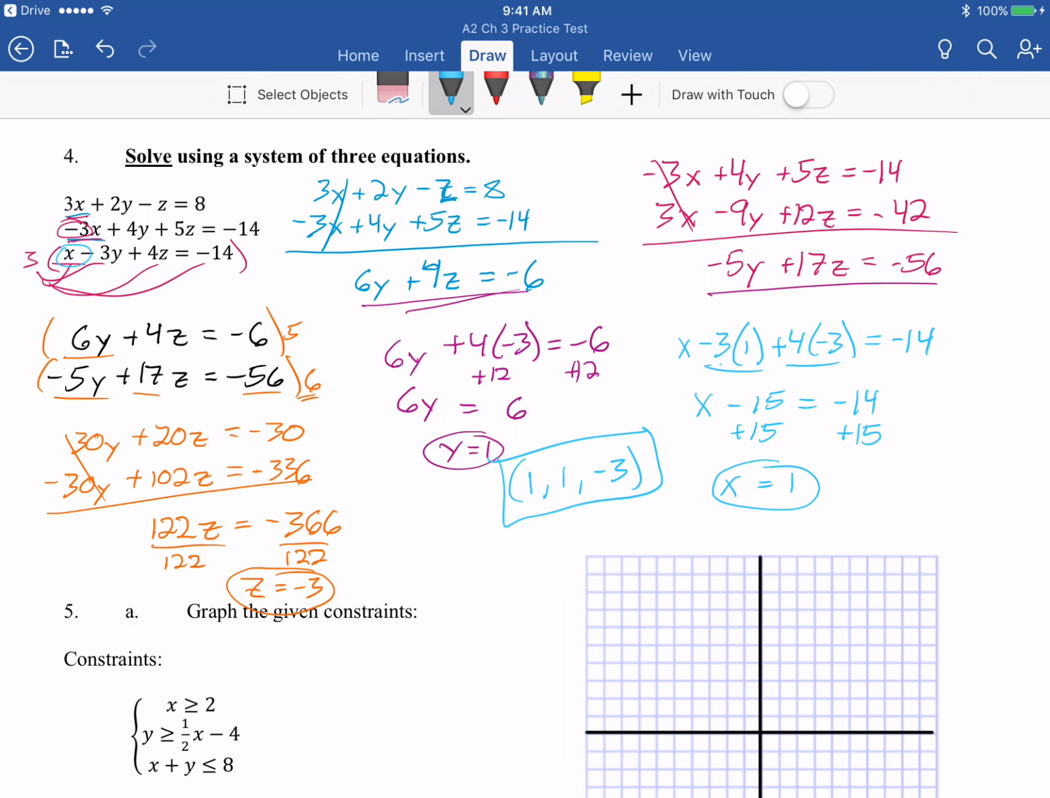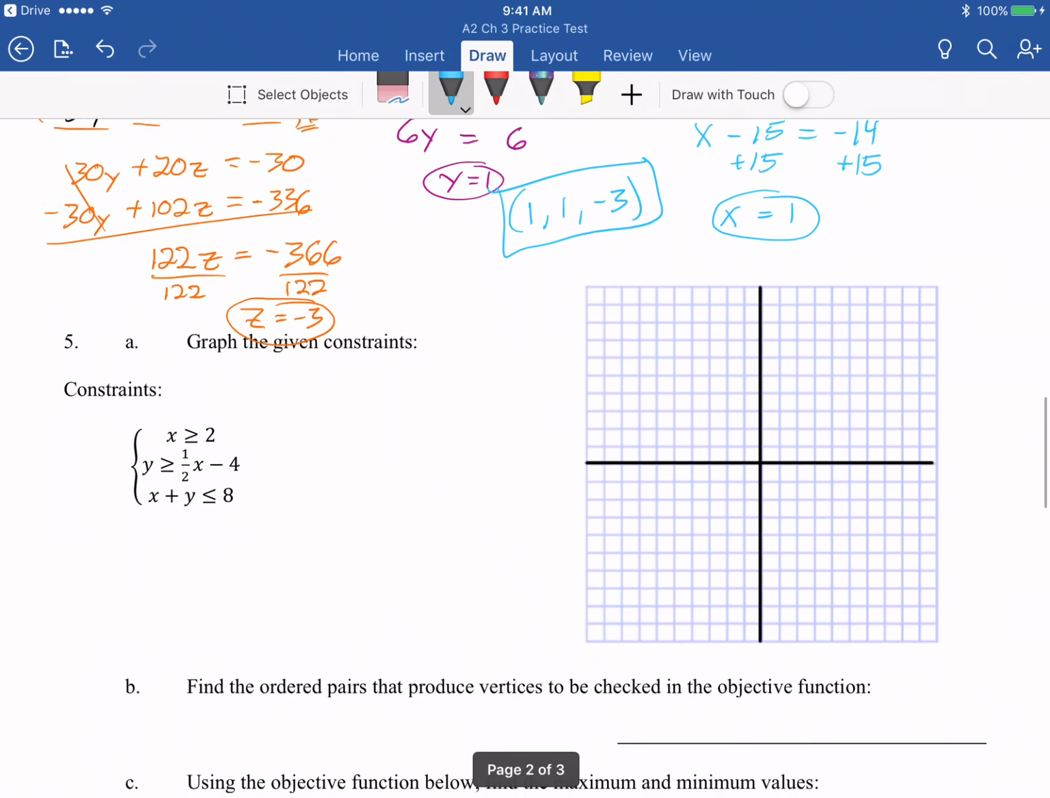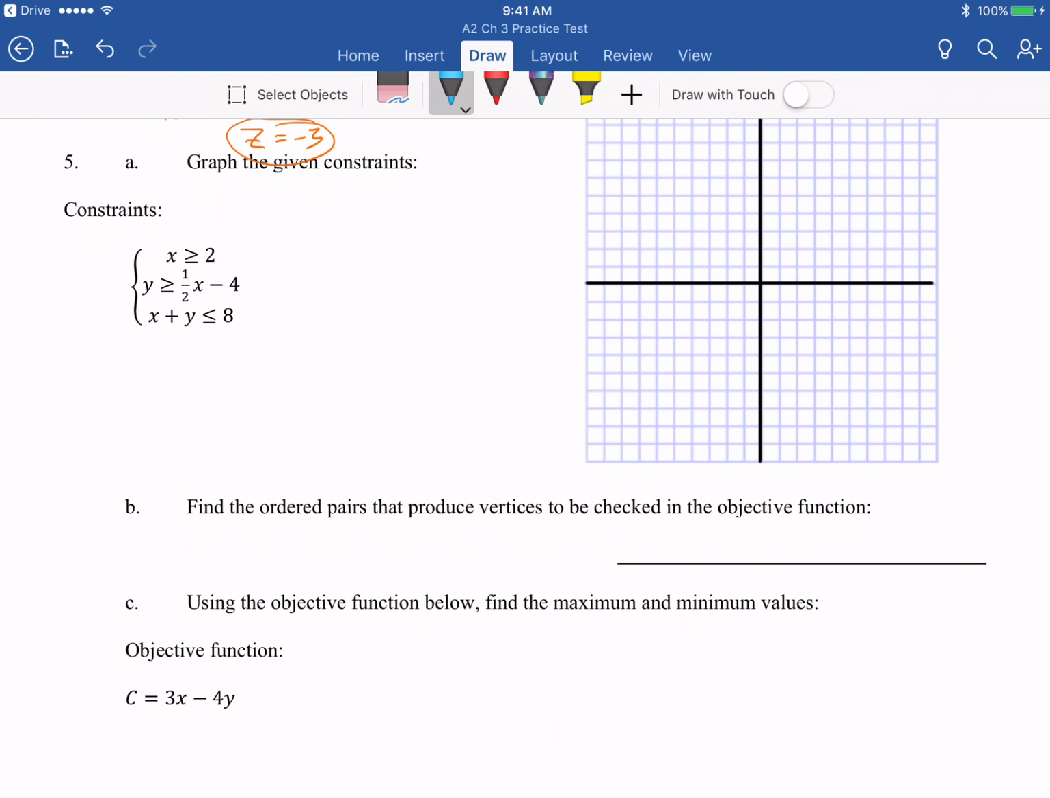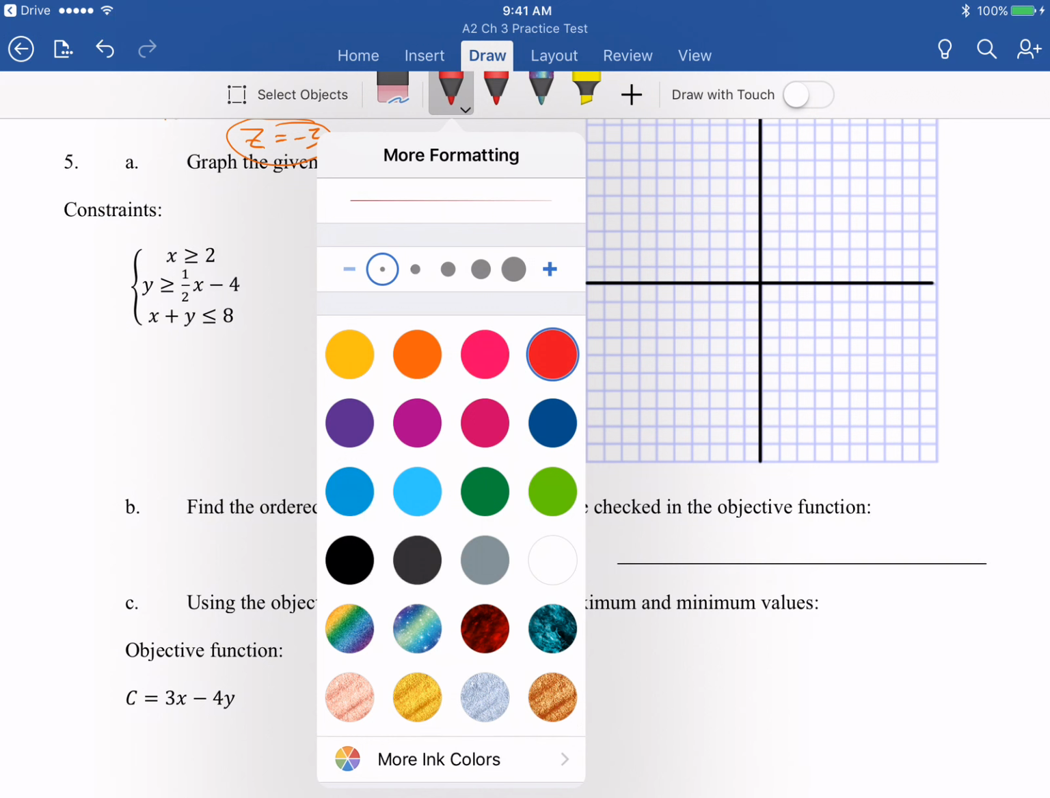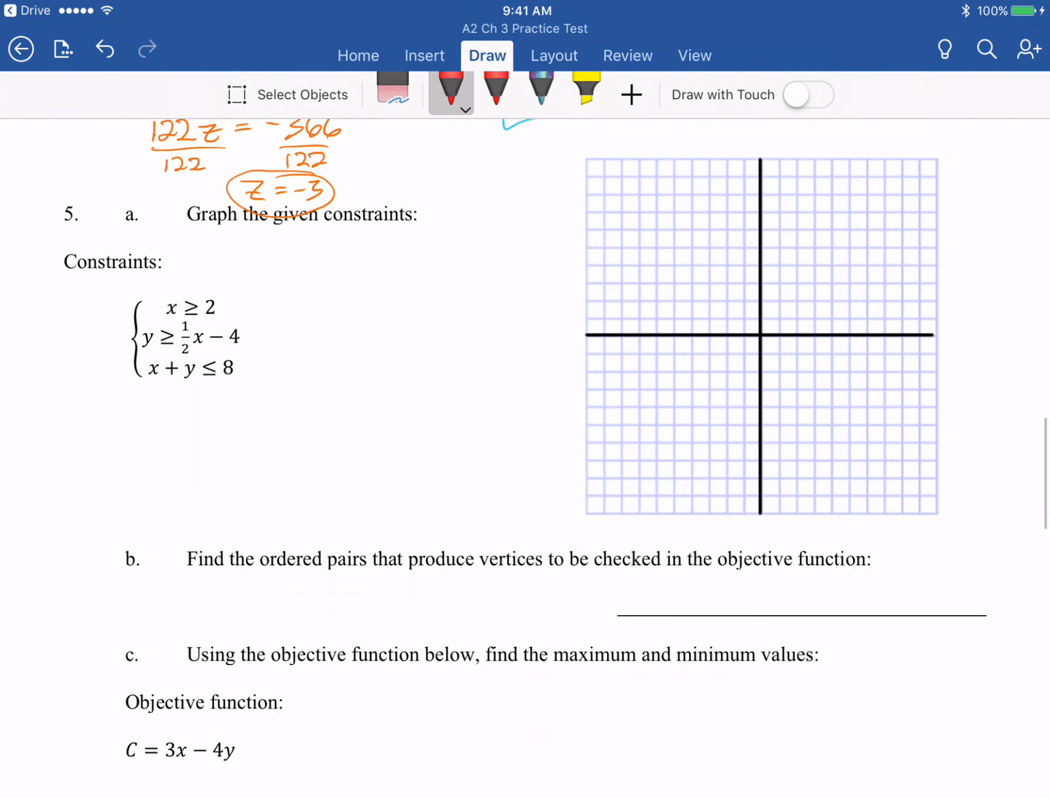All right, number 4, good problem, a lot of work there. All right, so keep going on here. We have number 5. It says graph the constraints. So I'm going to go through and graph these guys with some different colors. I have x is greater than 2, so that's going to be everything over here. It's a vertical line at 2, so this is x.